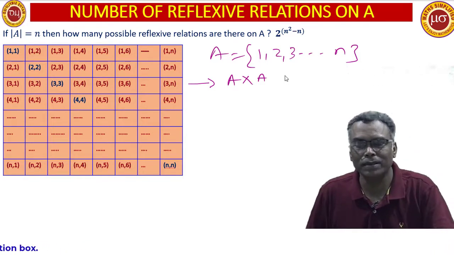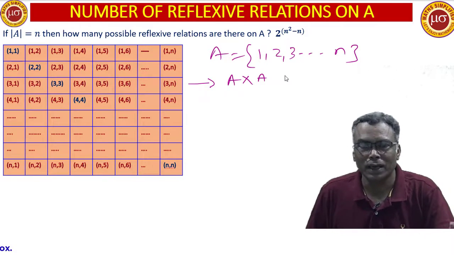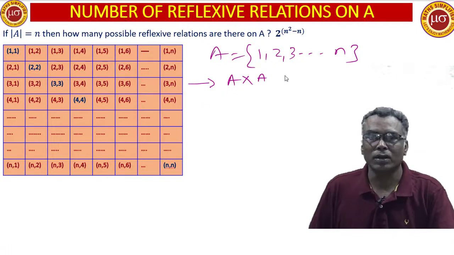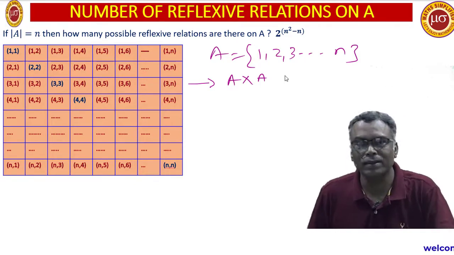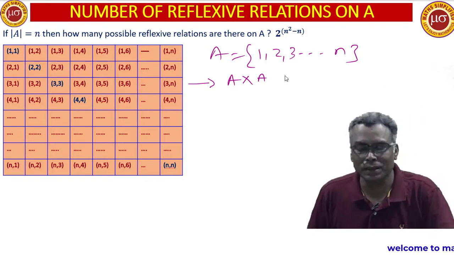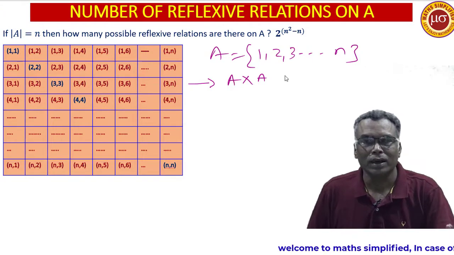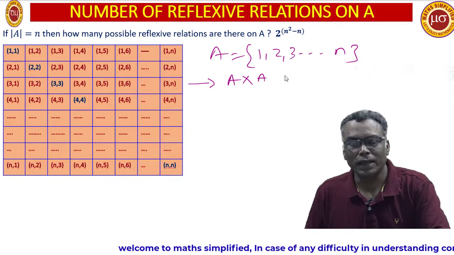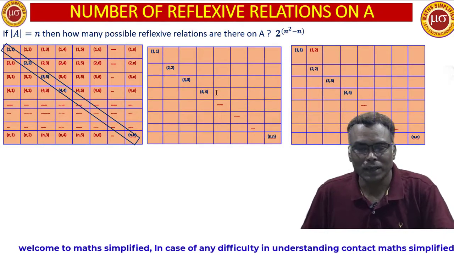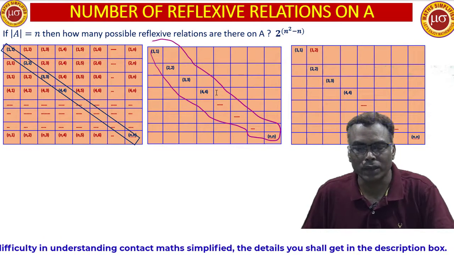When a relation is reflexive, if it contains (1,1), (2,2), (3,3), ..., (n,n), every element is related to itself, but it may contain some other elements. So, this is the basics, or the definition of a reflexive relation. So, in a reflexive relation, I must include (1,1), (2,2), (3,3), ..., (n,n). So, ये जरूर include होगा. All these elements must be included.